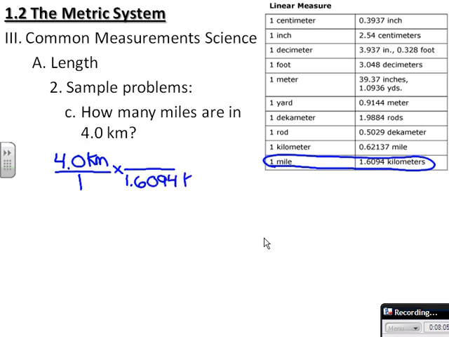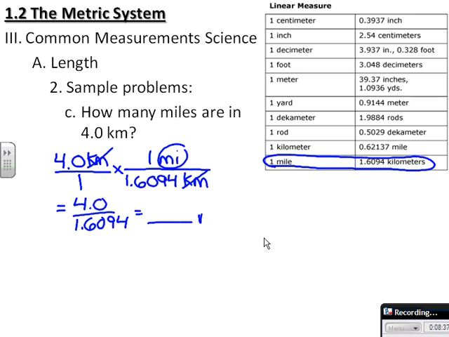1.6094 kilometers is actually equal to 1 mile. Okay? Now what this allows you to do is cross out kilometers. That leaves you with miles. So if we simplify this problem, this is equal to 4 divided by 1.6094, and that will give you your answer in miles.